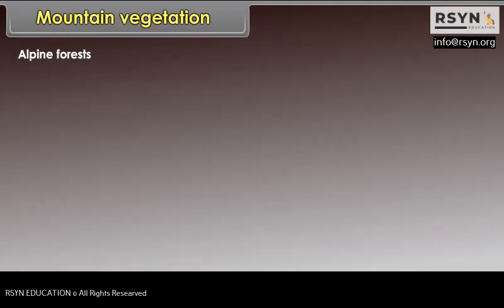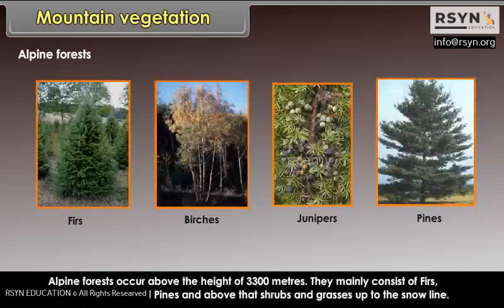Alpine forests. Alpine forests occur above the height of 3,300 meters. They mainly consist of firs, birches, junipers and pines, and above that shrubs and grasses up to the snow line.